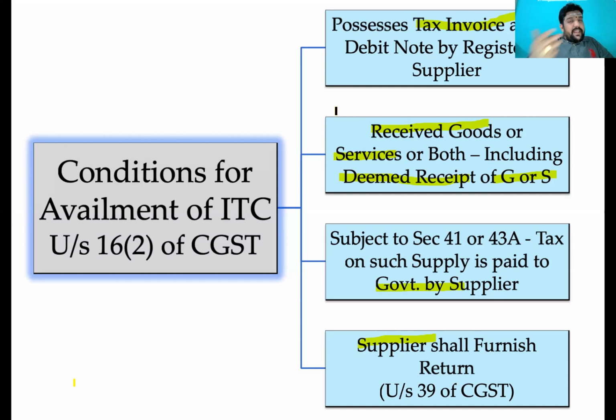Let me repeat it. Many times this deeming fiction would be helpful. One, it is important not only for actual physical delivery. Two, for deemed receipt also this is important. So my point here is very simple. I should be a registered person. I should be in possession of a tax invoice or debit note. I should have received the goods or services. Then, my supplier should have paid tax to the government and filed a return.